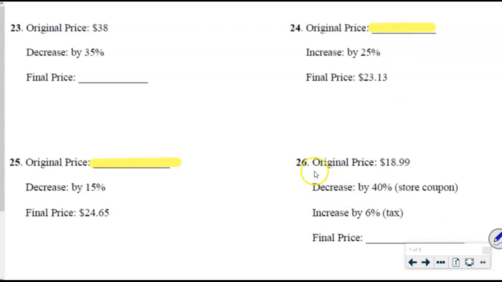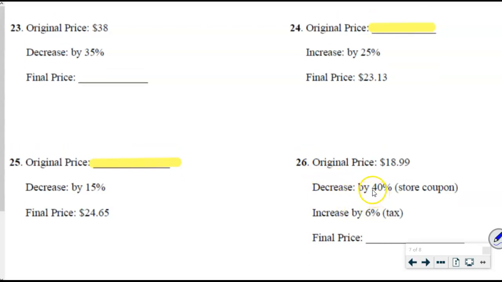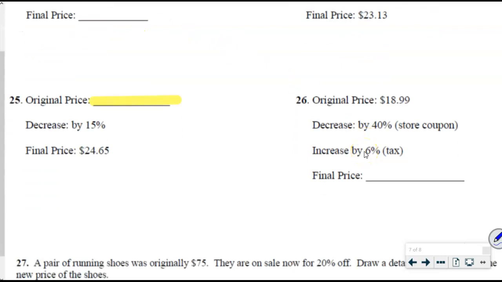Okay. What I want you to understand about 26 is it's the same steps as 23 with one extra step. Okay, so we have our original price of $18.99. We're getting a discount because of a store coupon, so it's going to decrease by 40%. So what I do with that information, I say, okay, that means we have 100% decreased by 40%, so 100% minus 40% is equal to 60%.